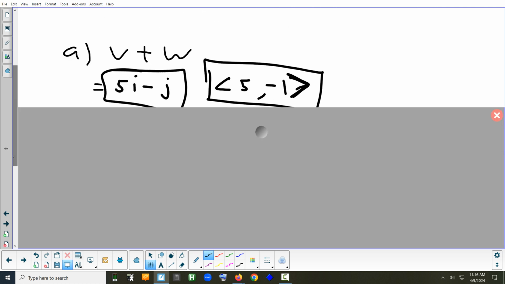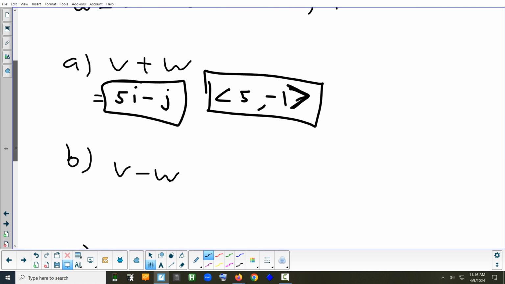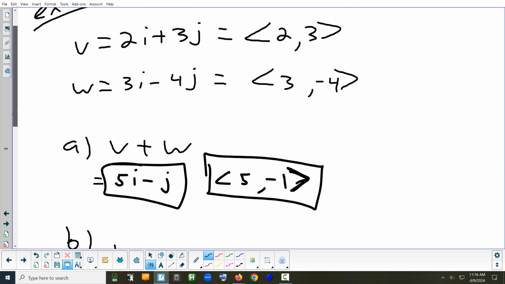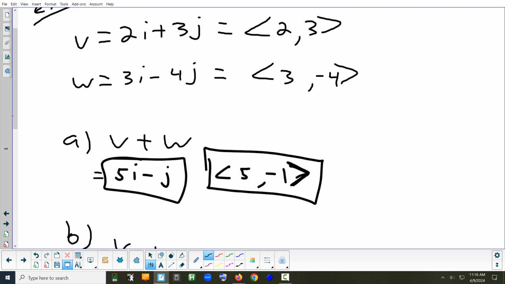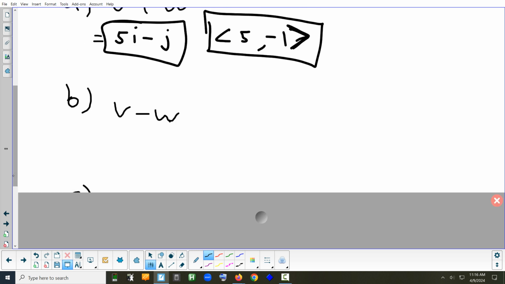Right. Let's look at subtracting. How about v minus w? What's v minus w? First, as a unit vector notation. -i, 7j. 3 minus -4 is 3 plus 4. So tell me how you write your final answer.